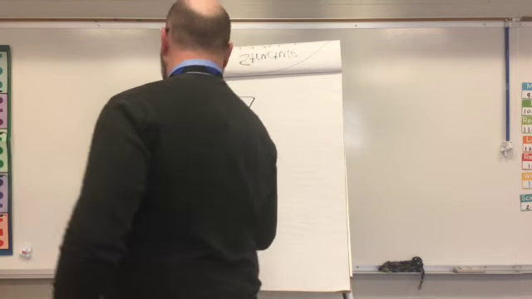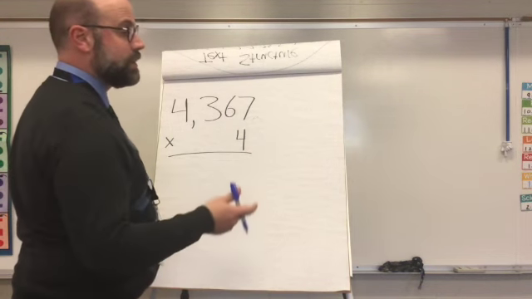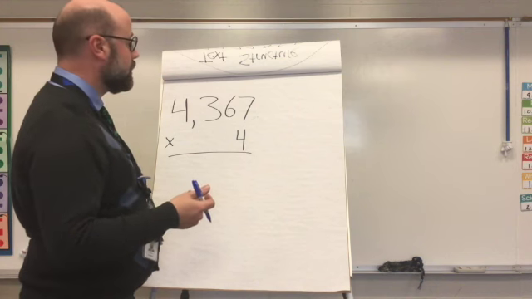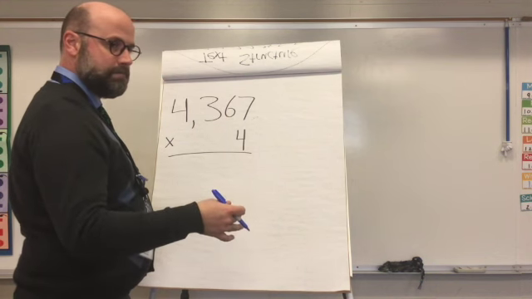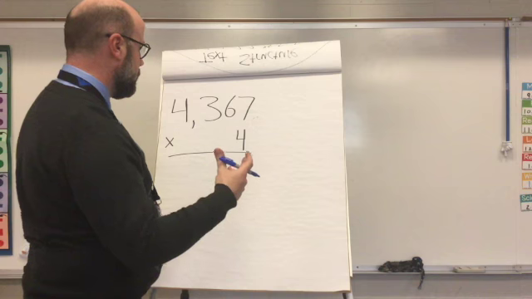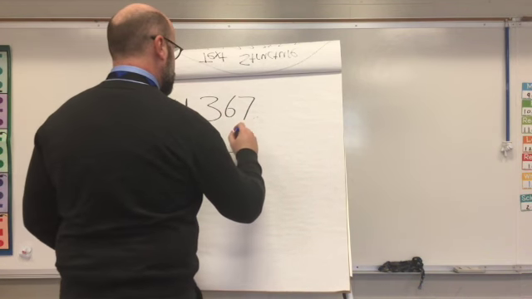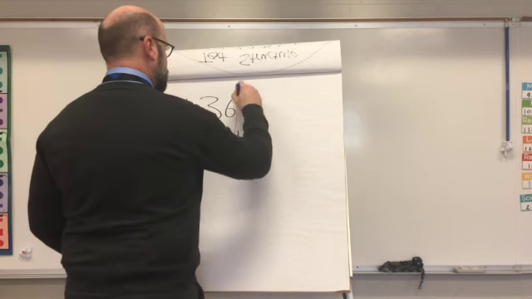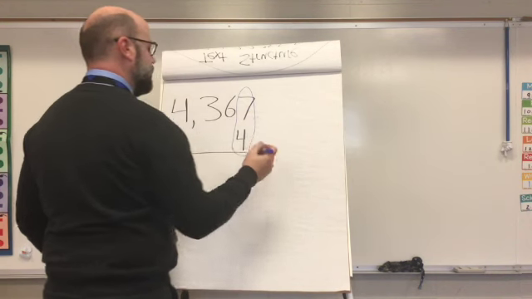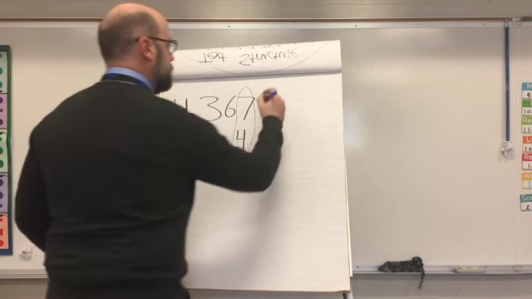Now, a lot of us have done this in small group, and we studied it on DMR at the beginning of the year. But I want to pause, and I really want to look at it. Now, our first step is to multiply 4 times 7.